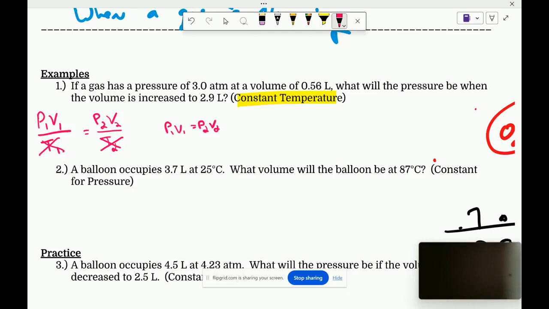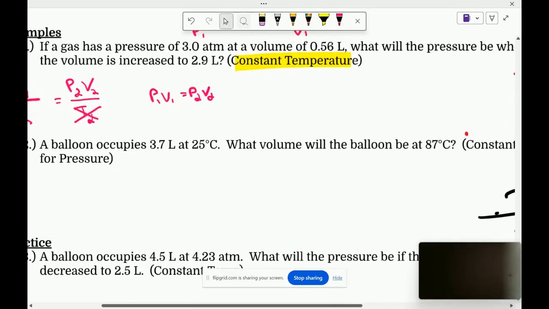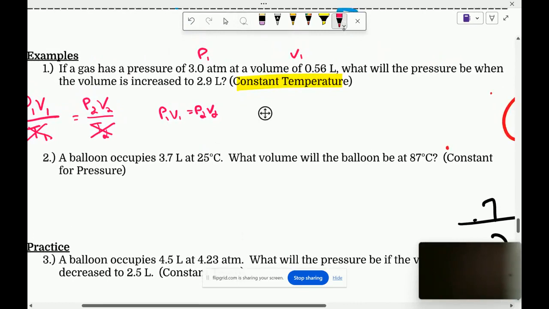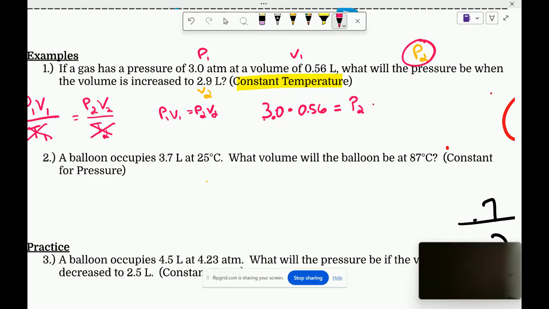Okay, so now let's plug in our stuff and solve. The pressure is P1. Remember, atmospheres is pressure. Volume is liters, V1. See how I'm just going through and reading the question and assigning the variables. What will the pressure be, P2, when the volume is increased to 2.9, V2? Does everybody see how I went through and assigned those variables? There's no temperature, so we don't even worry about it. Now let's plug it in. P1 is 3.0 times V1, which is 0.56, is equal to P2, that's what we want to solve, times 2.9.